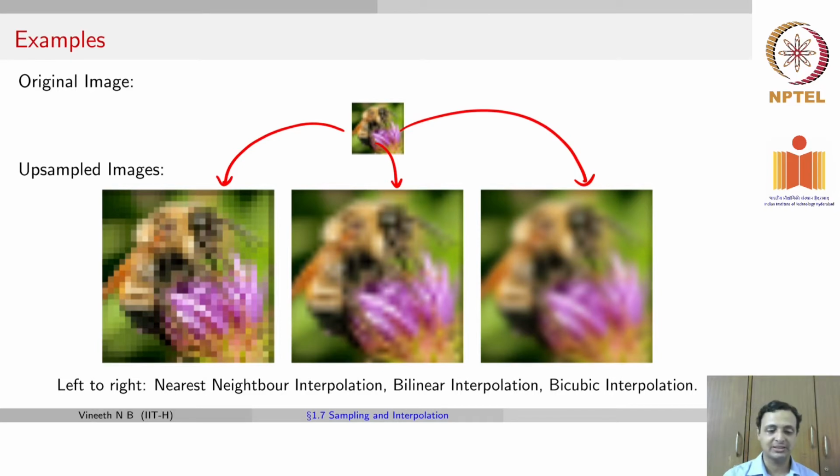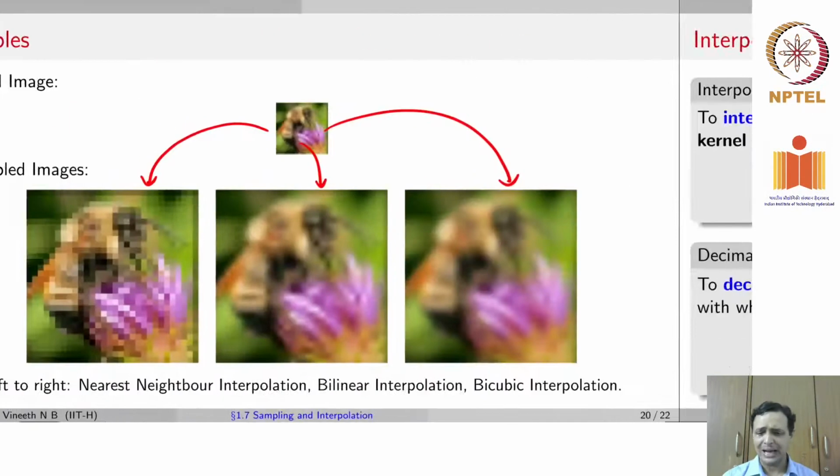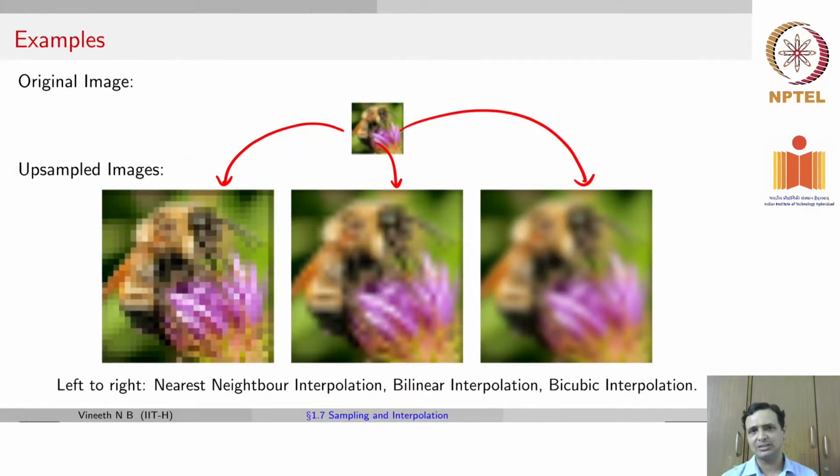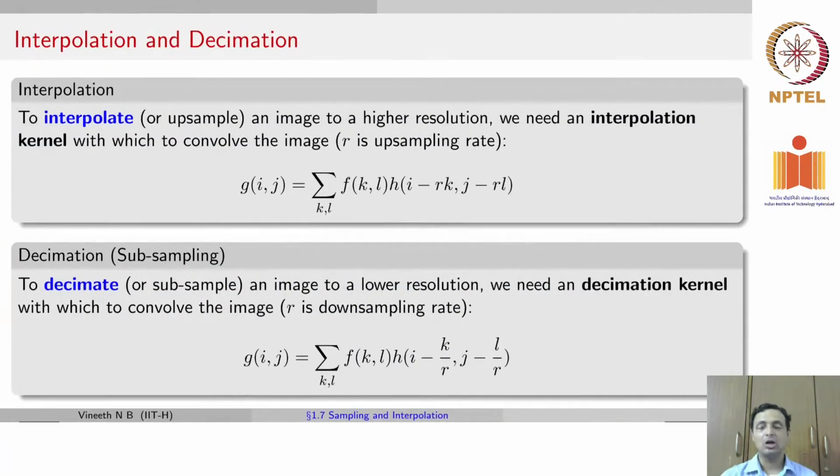In one case, it's nearest neighbor. In the second case, it's bilinear. Third case is bicubic. We're not going to define every kernel, but you can look at the references at the end of this lecture to understand the various kernels that have been defined in practice.